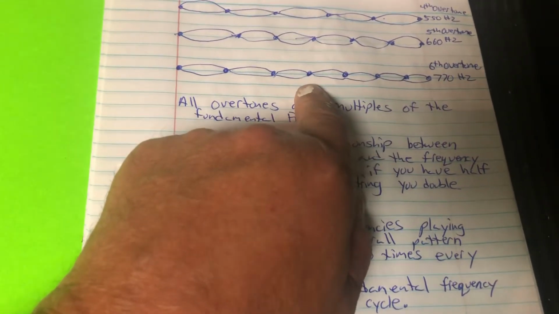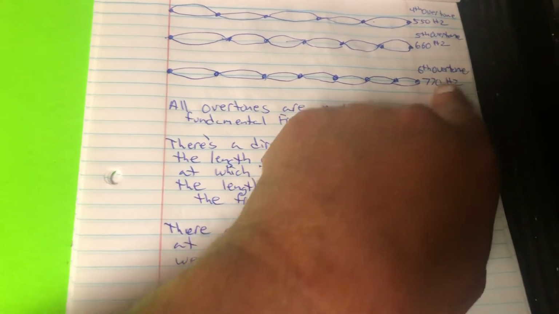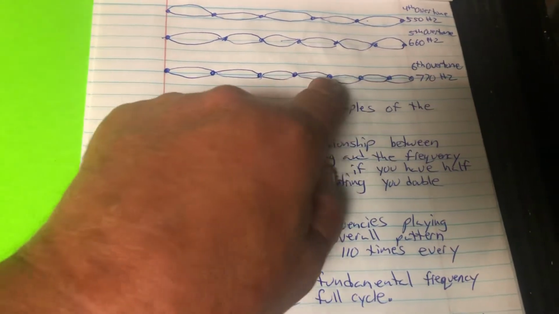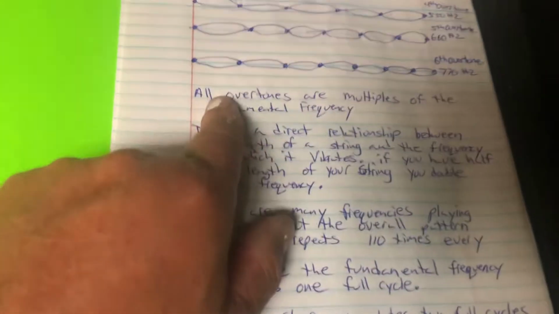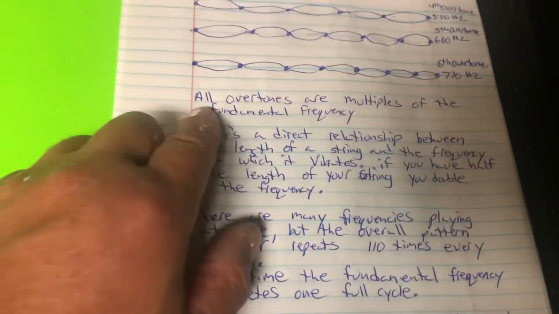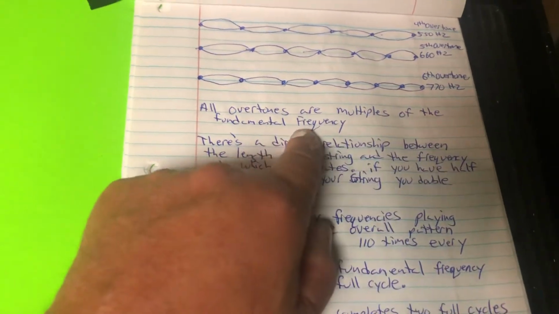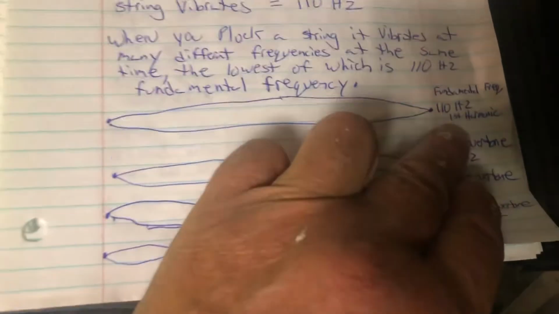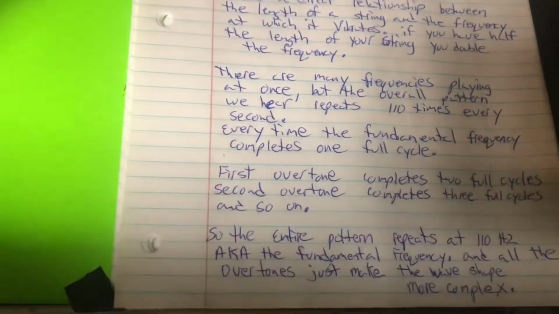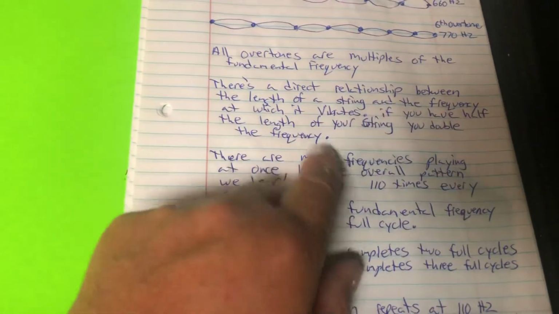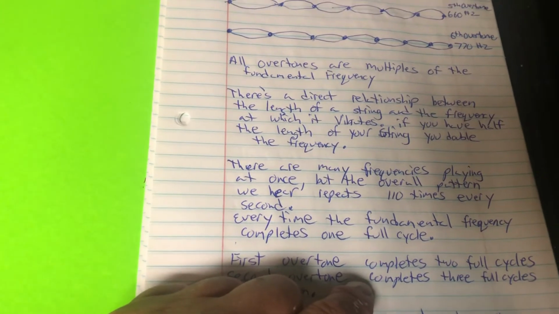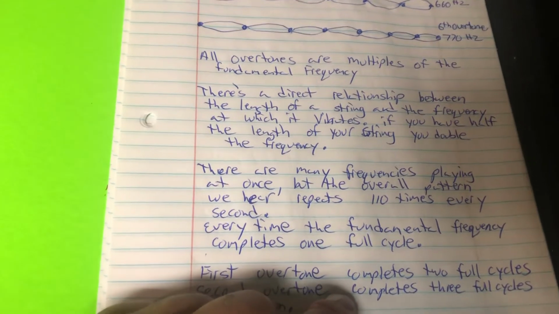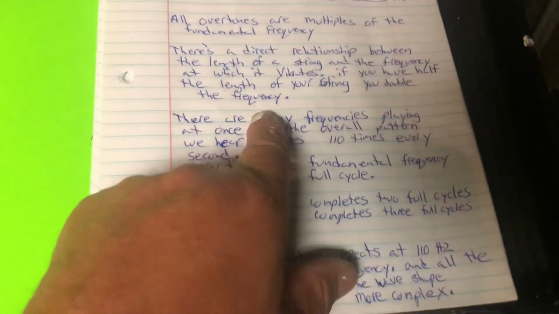And then this is what the wave would look like on your sixth overtone, at 770 hertz. You'd have 1, 2, 3, 4, 5, 6 nodal points, and so on. So all overtones are multiples of the fundamental frequency, which here is 110. There's a relationship between the length of the string and the frequency at which it vibrates: if you have half the length of your string, you double the frequency.